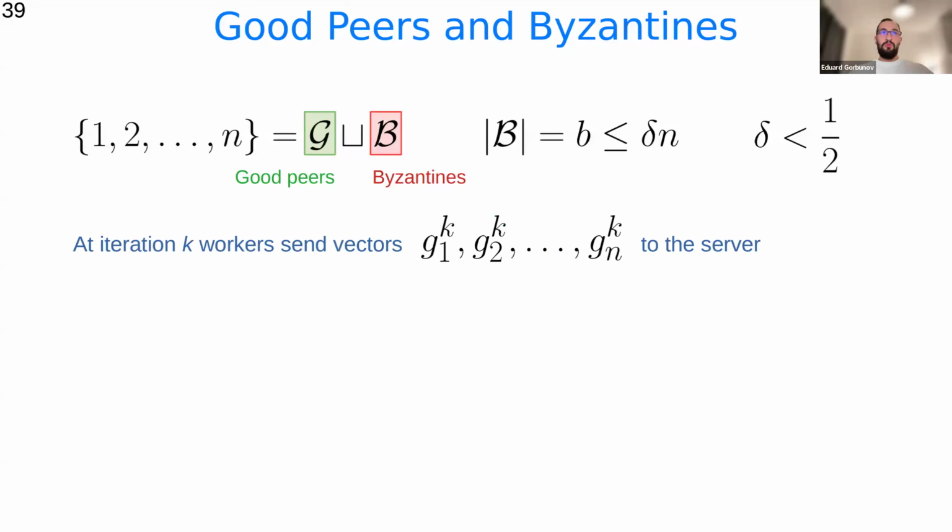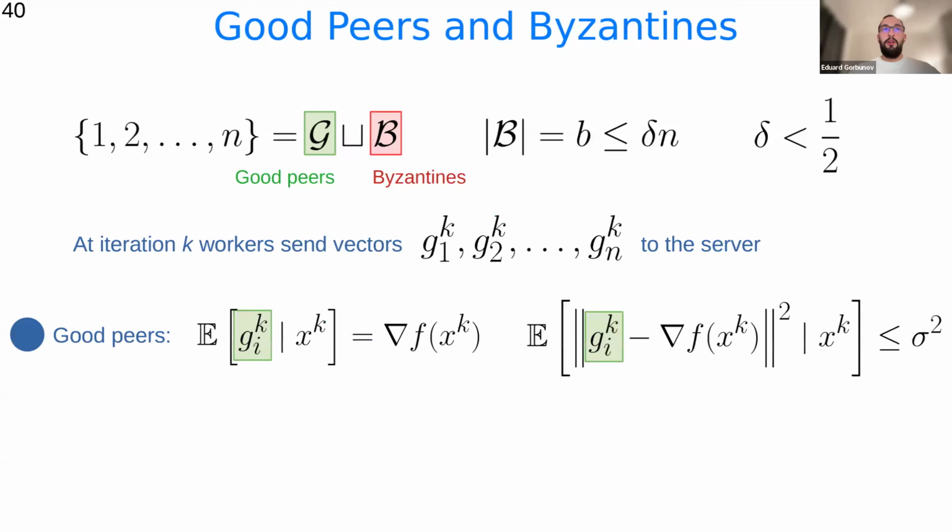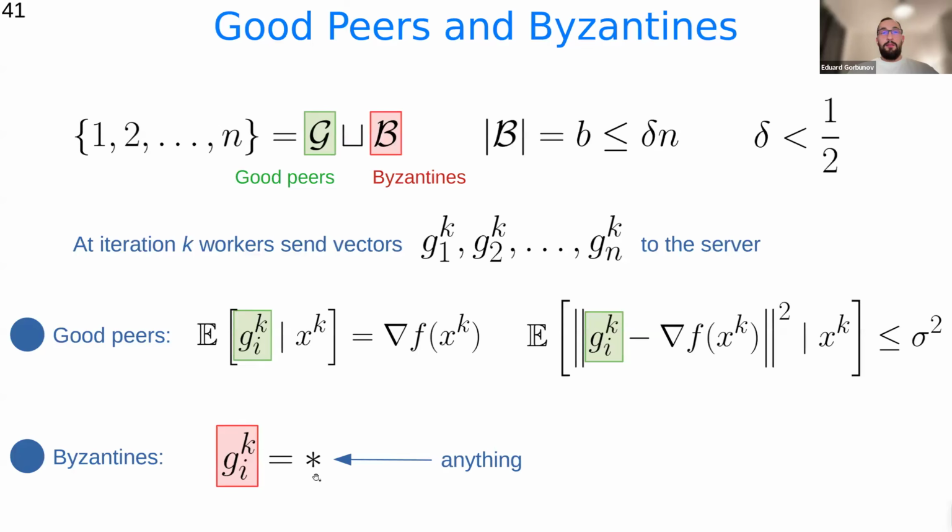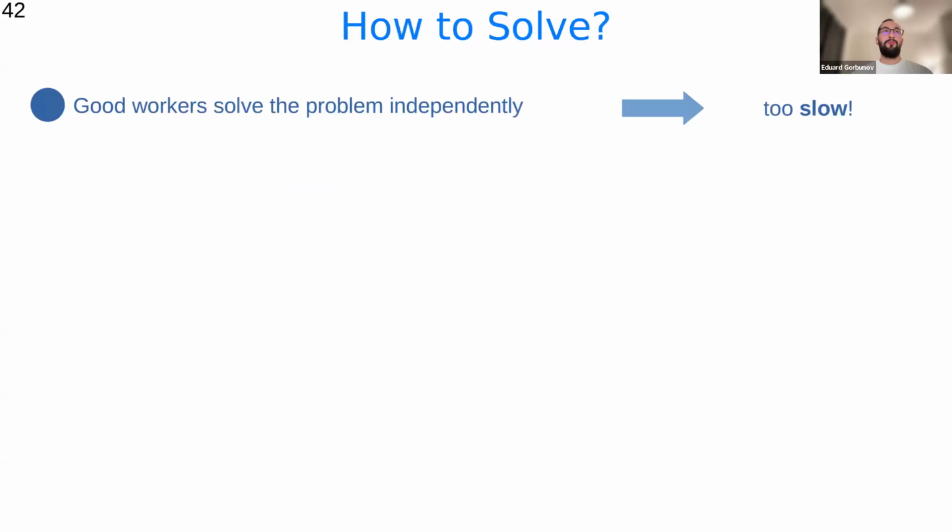Also, let's say at iteration k, workers send some vectors to the server, and for good workers, we assume that they send unbiased estimates of the true gradients. We can assume bounded variance. We can assume other assumptions, but for now, for simplicity, let's assume bounded variance. So on average, it's not too far. And about Byzantines, we will assume nothing. They can send anything, even something that depends on computations of other workers.